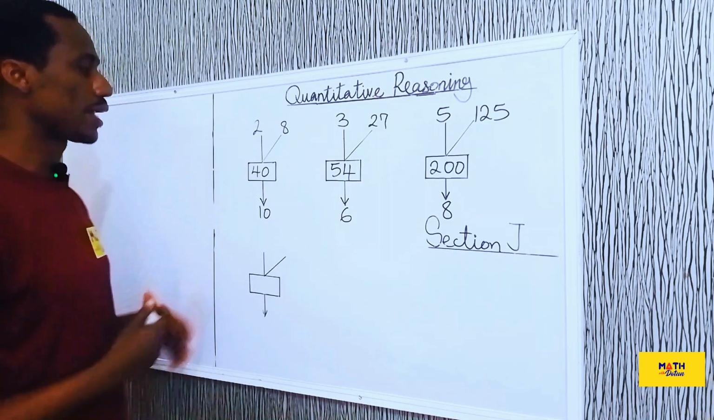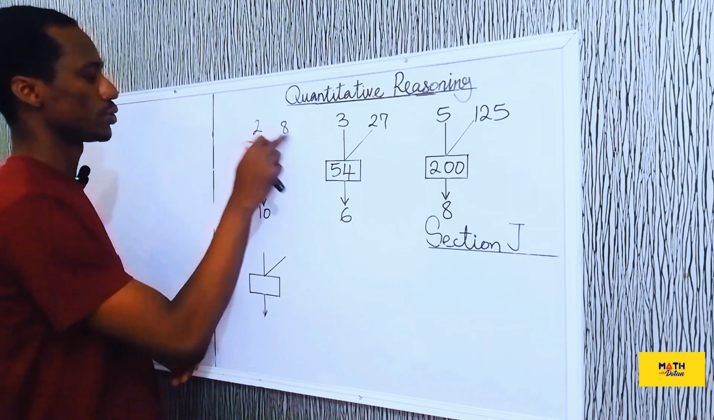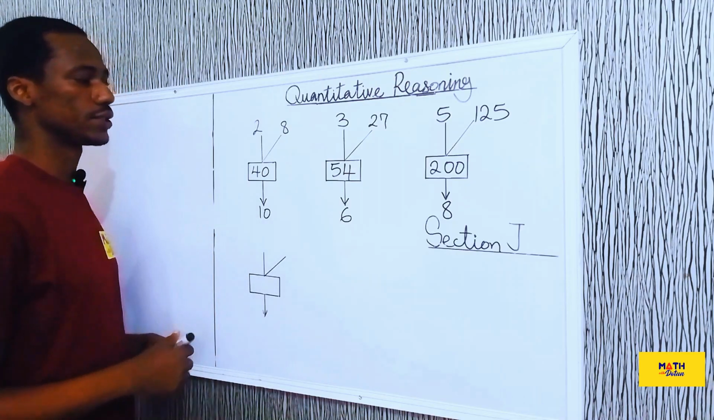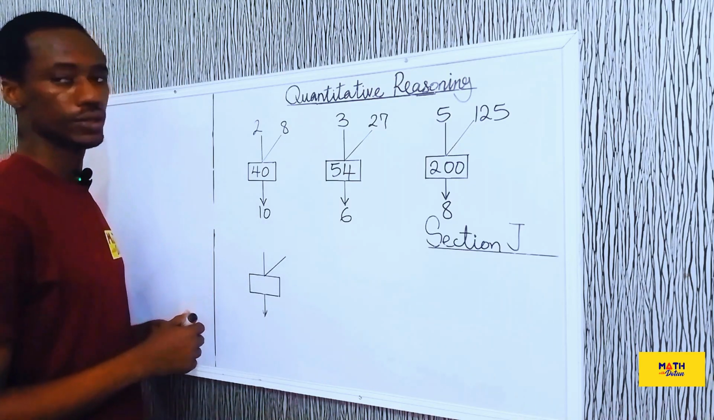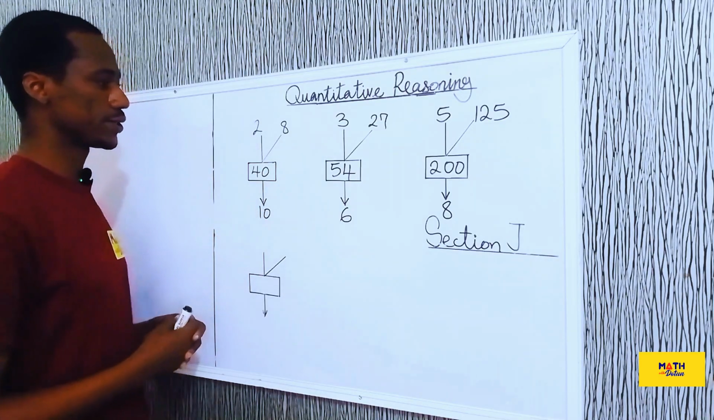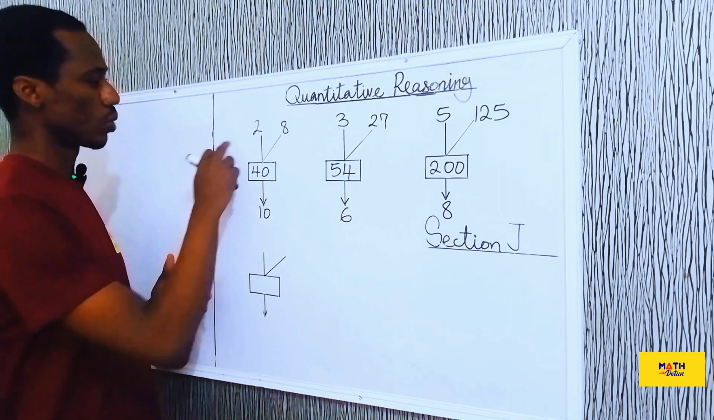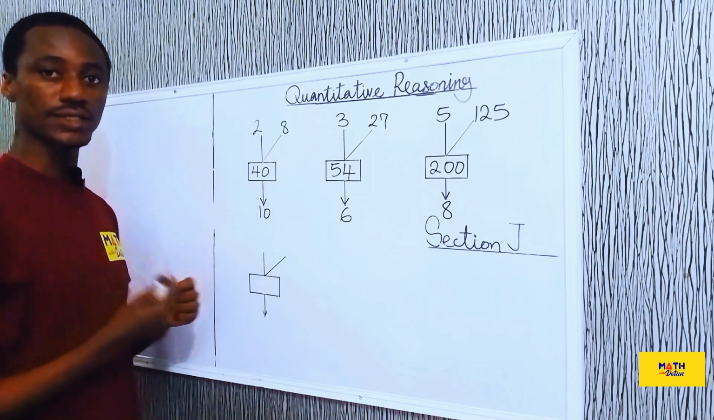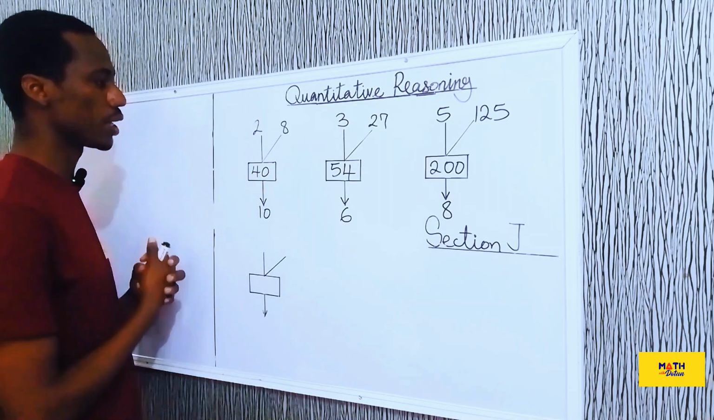All right, so let's analyze this. We have 4 different ports, right? In this, we have 4 different ports. So let's see how these numbers connect. Let's see the relationship between the numbers.